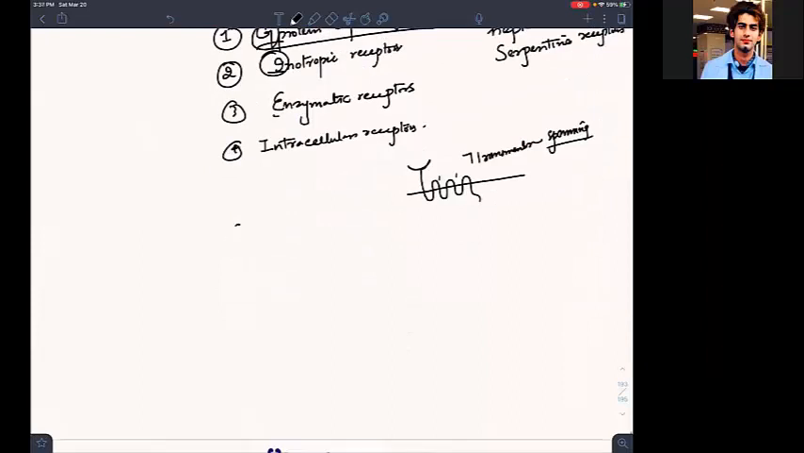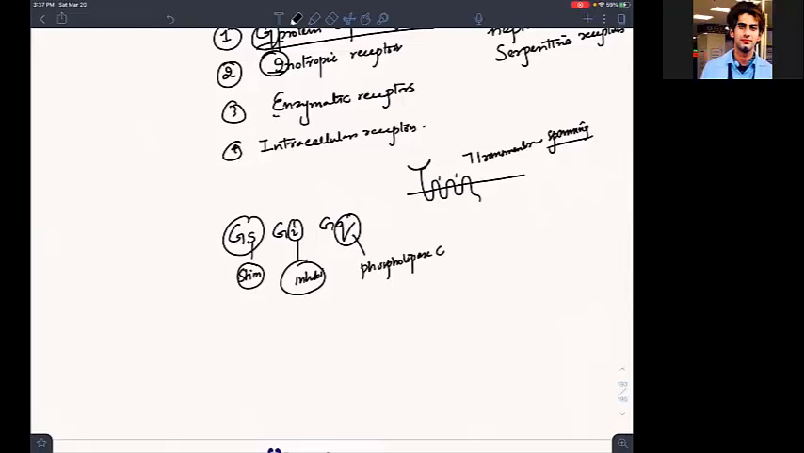So GS, GI, GQ. Okay, remember this much first. If I tell you that GS should be S for stimulatory, easy. GI should be inhibitory. What should Q be? Not queen. It is actually activating phospholipase C. Phospholipase C activation is done by GQ.